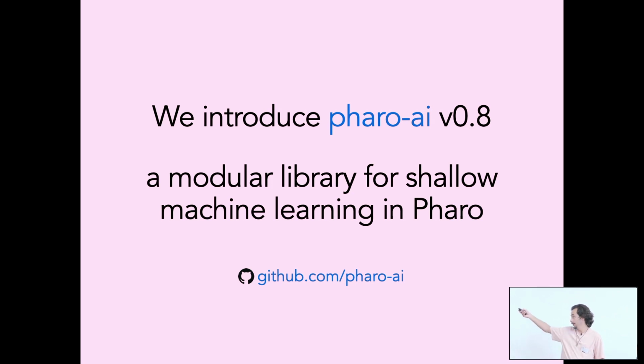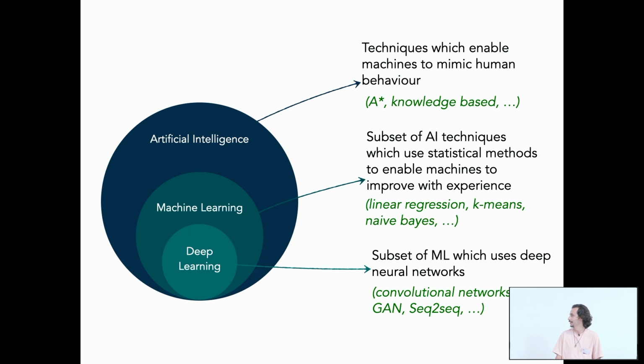And of course, if we develop in a modular way, it's easier to test, and as good Pharo developers, we like to write a lot of tests. So, I'm going to start with a little theoretical explanation, or big picture, of what artificial intelligence or machine learning is, because there are two mixed-up terms.